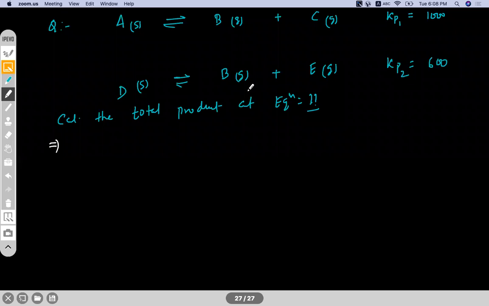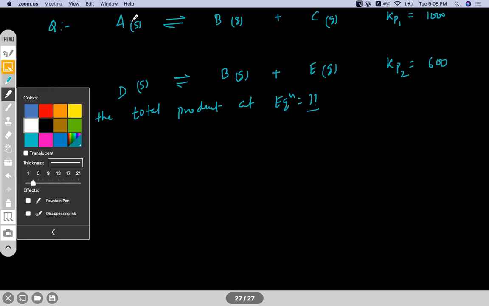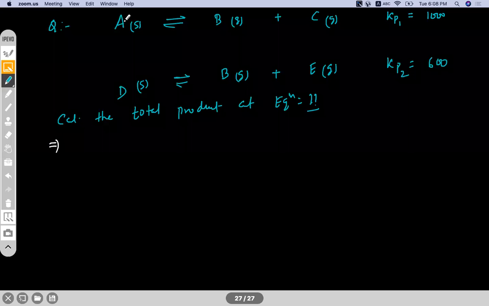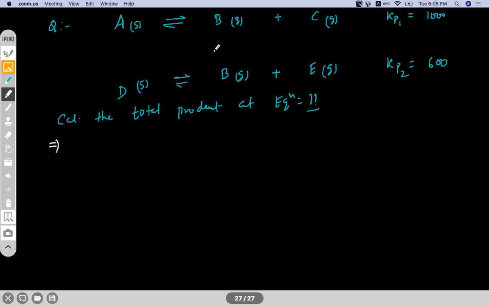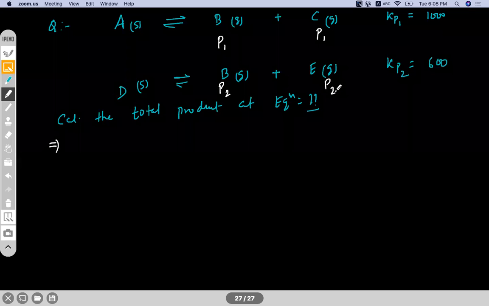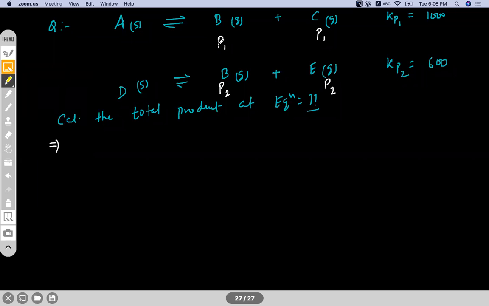Okay, see how do we do this? Since A and D are solid, you have to ignore them, right? There's no point of considering solid here. Now suppose A dissociates, it gives some amount of B and that will exert P1 pressure, because we have the same stoichiometric coefficient. So whatever amount it forms, P1 is the pressure we have. Similarly for D, it is P2. The total pressure of B would be P1 plus P2 because it's simultaneous equilibrium.